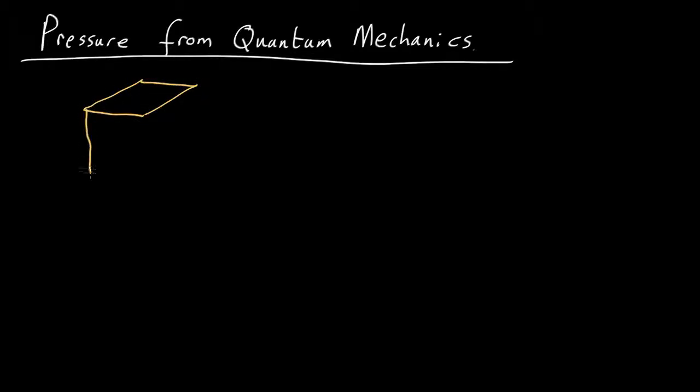This box could be 1 cubic meter of white dwarf material or 1 cubic meter of anything really. And let's assume we have a number of electrons per unit volume, so a number density of electrons of Ne. So that's the number of electrons per unit volume.